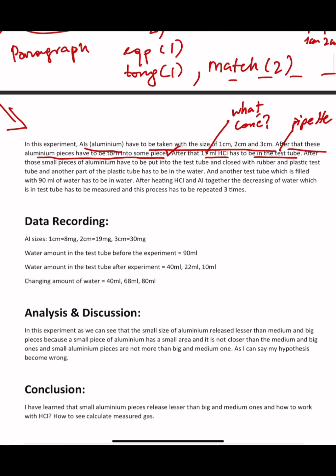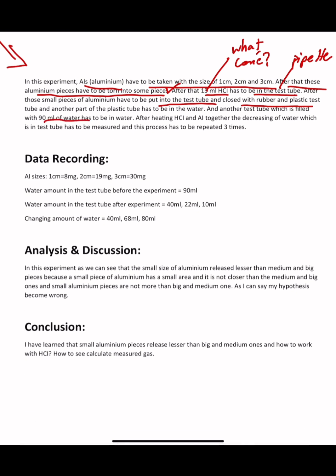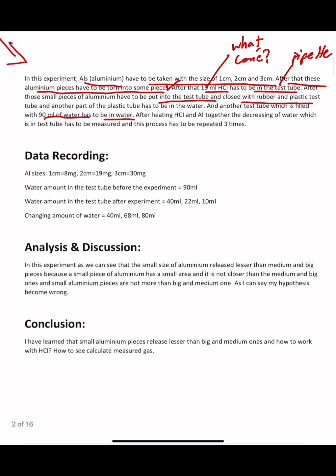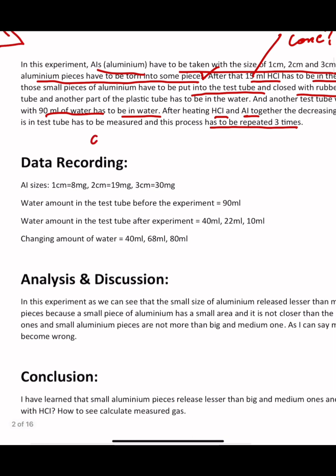After those, small pieces of aluminum have to be put in a test tube closed with a rubber plastic tube, and add another one which is filled with 90 milliliter of water, has to be in water. After heating aluminum all together, the decreasing of water which is in the test tube has to be measured, and this process has to be repeated 3 times. So this person actually missed a lot of points, a lot of details. This is too short.